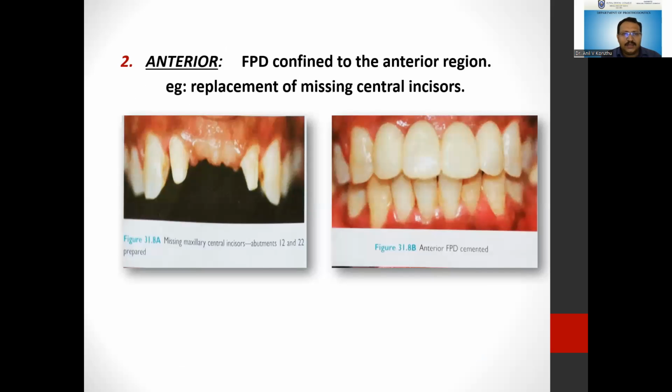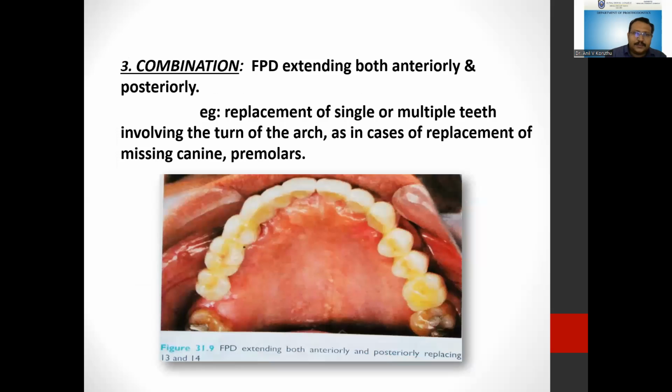Then coming to the anterior zone. In the anterior zone, the FPD consists of missing the central incisors or the lateral incisors, etc. Then coming to the combination of two, maybe the FPD extending both anteriorly and likewise posteriorly.